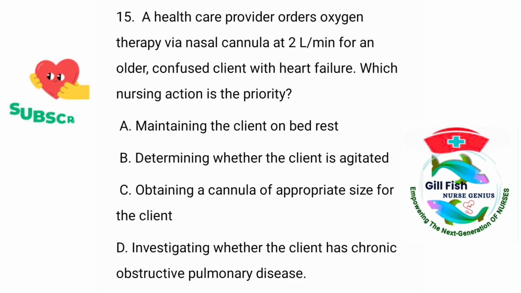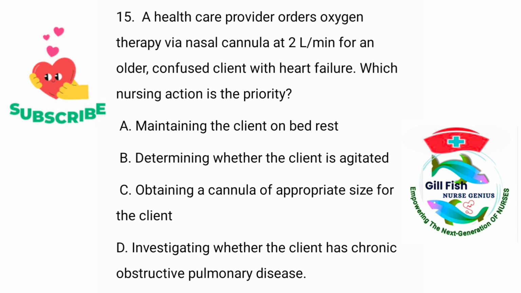A healthcare provider orders oxygen therapy via nasal cannula at 2 liters per minute for an older confused client with heart failure. Which nursing action is the priority? Option A, maintaining the client on bed rest. Option B, determining whether the client is agitated. Option C, obtaining a cannula of appropriate size for the client. Option D, investigating whether the client has chronic obstructive pulmonary disease.